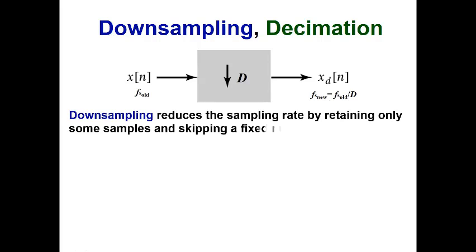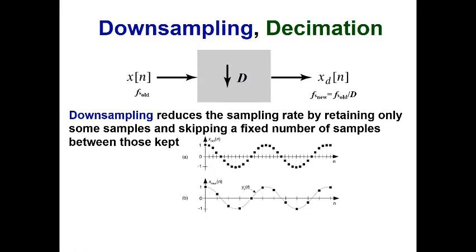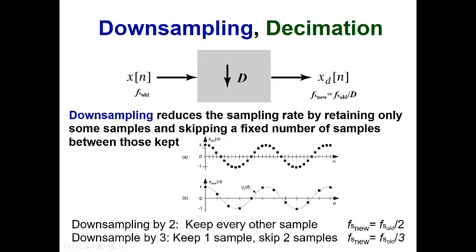So downsampling reduces the sampling rate by some factor, and we accomplish it in the time domain literally by retaining only the right samples and throwing away a fixed number between each of the ones we keep. For example, if we wanted to downsample by a factor of 2, we keep a sample, throw one away, keep one, throw one away. So we throw away every other sample, and then we effectively have the samples that would have occurred if we had started out with a sampling rate that was half as fast as what we actually used.